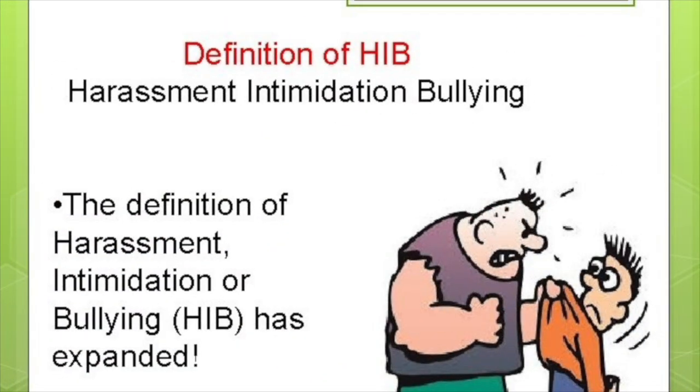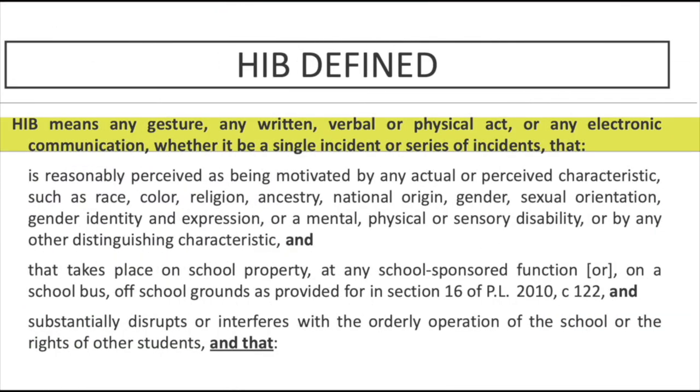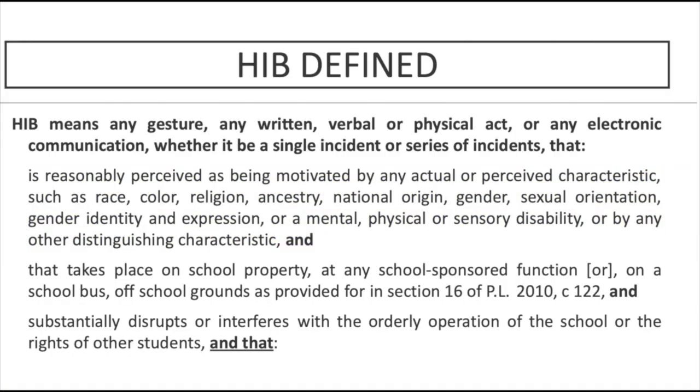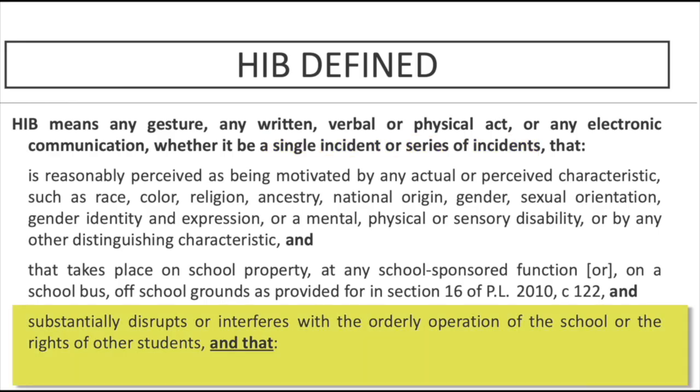The ABR defines harassment, intimidation, and bullying as any gesture, any written, verbal, or physical act, or any electronic communication, whether it be a single incident or a series of incidents, that is reasonably perceived as being motivated either by an actual or perceived event. The HIB definition clarifies that the HIB policies and procedures apply to a single or a series of incidents that cause a hostile educational environment for students.